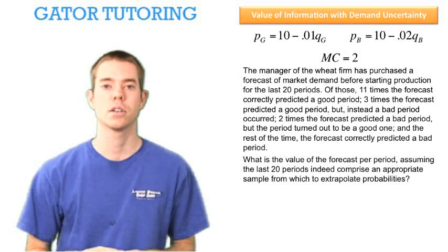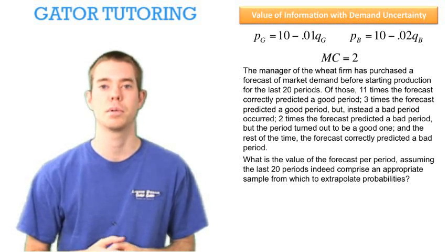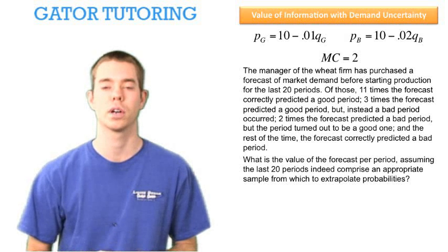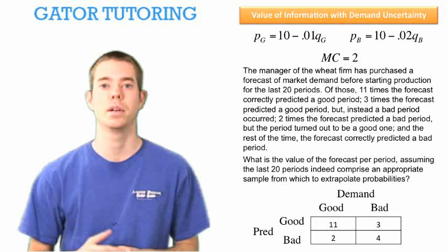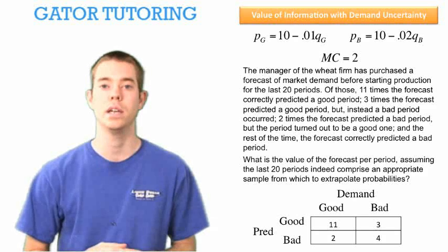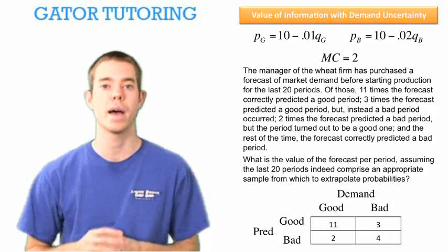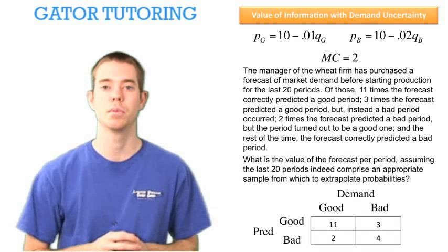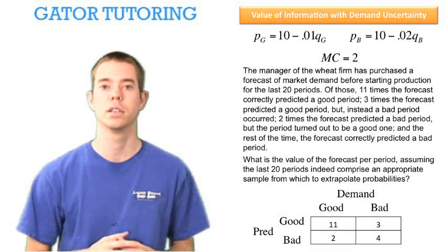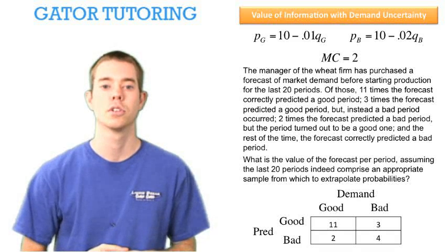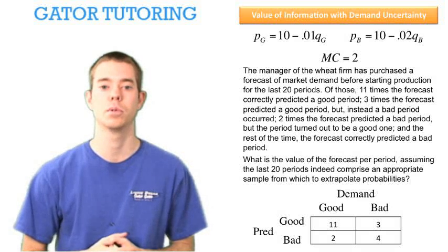So let's organize all these sentences in this last paragraph into a nice table to help us organize our thoughts. The table is going to have demand on top, and demand is what actually happened. We either had a good period or a bad period. On the left side of the table, we're going to put our forecast. We could have either had a good period predicted or a bad period predicted. So let's read that paragraph and fill out our table.